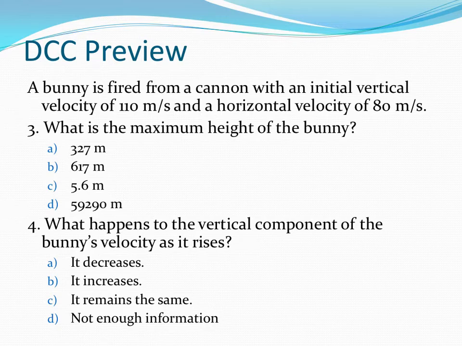Number 3, a bunny is fired from a cannon with an initial vertical velocity of 110 meters per second and a horizontal velocity of 80. What is the maximum height of the bunny? This definitely is a math problem. It's a WTF style problem. And down below, what happens to the vertical, keyword vertical, y-axis, the vertical component of the bunny's velocity as it rises? Remember, we're not solving these problems now. I'm just showing you what the problems we're going to have on the concept check will be like.